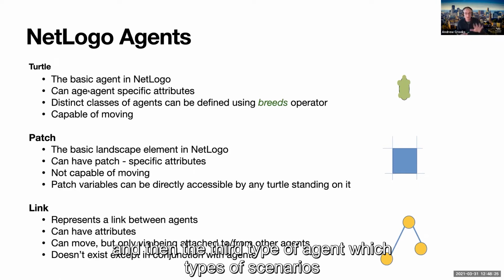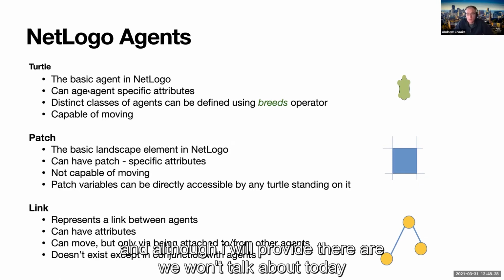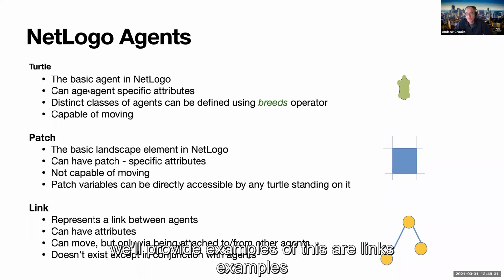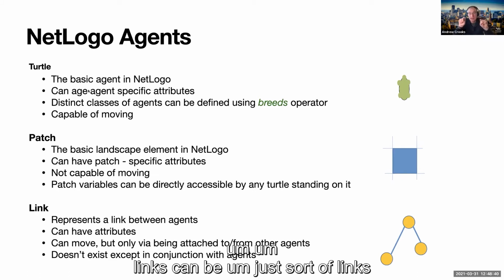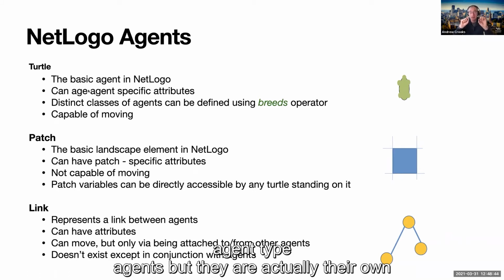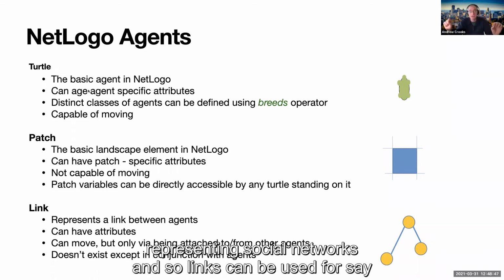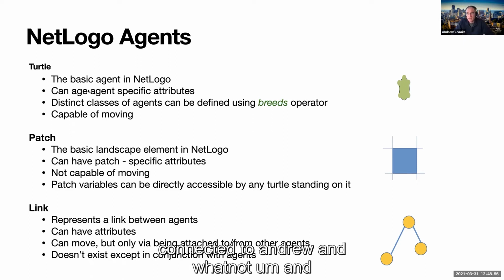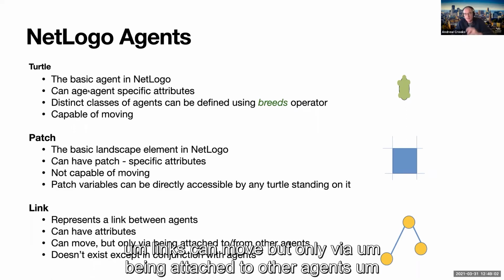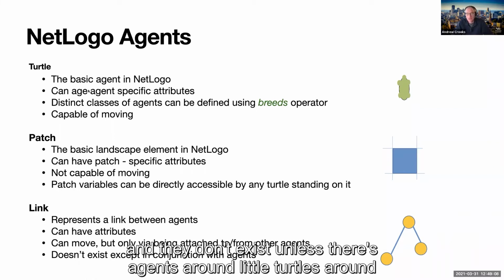And then the third type of agent, which we won't talk about today, although I will provide examples of this, are links. Links can be just links between agents, but they are actually their own agent type. So links can be used for representing social networks. Bob is connected to Sarah. Sarah's connected to Andrew and whatnot. Links can move, but only via being attached to other agents. And they don't exist unless there's agents around, or turtles around.